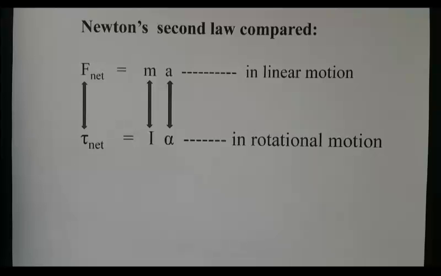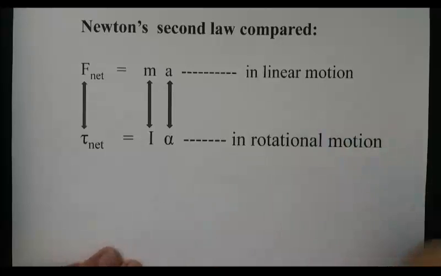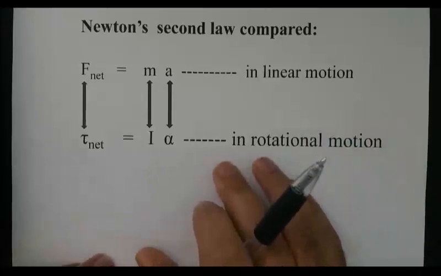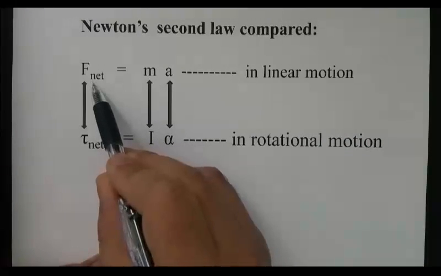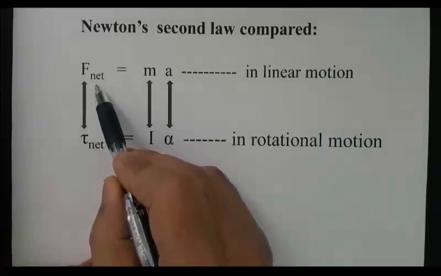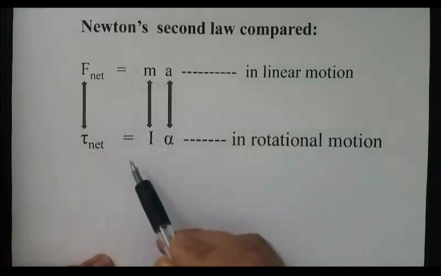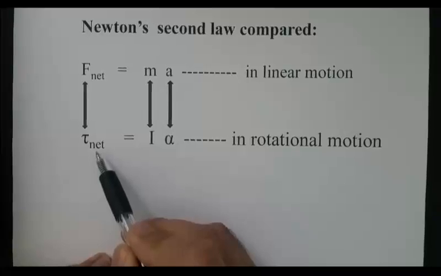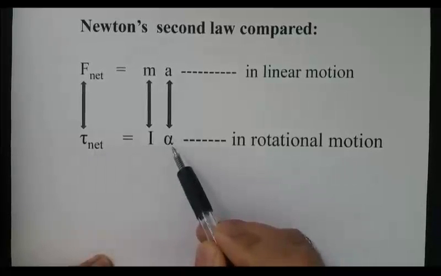In this video, I will be solving some rotational dynamics problems. The main formula to work with is Newton's second law in rotational form. As you know, this is the standard Newton's second law: net force is mass times acceleration. In rotational motion, this translates to net torque is moment of inertia times angular acceleration.